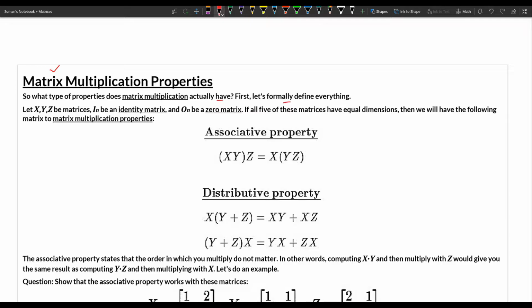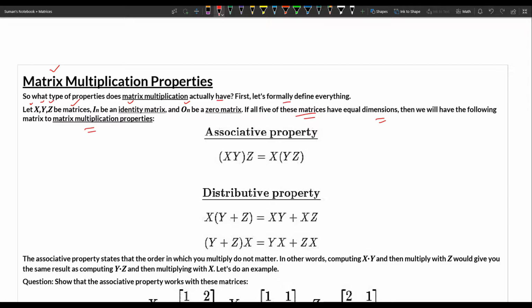Let X, Y and Z be matrices, and let In be the identity matrix and On be the zero matrix of order n. Now, if all 5 of these matrices have equal dimensions, then we will have the following matrix-to-matrix multiplication properties. That means for matrix multiplication, all the matrices have the same order.